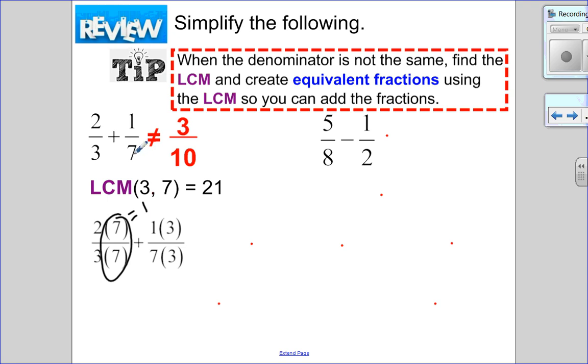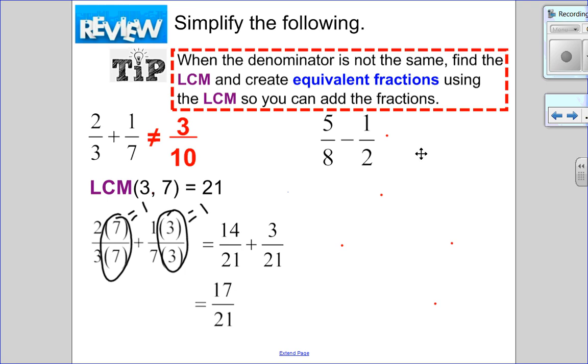Look at my next one. To go from 7 to the common denominator of 21, I multiply top and bottom by 3. And 3 over 3 is 1, so I haven't changed the value of the question. So what I really have is 2 times 7 is 14, plus 1 times 3 is 3. Keep the denominator the same and add the numerators.